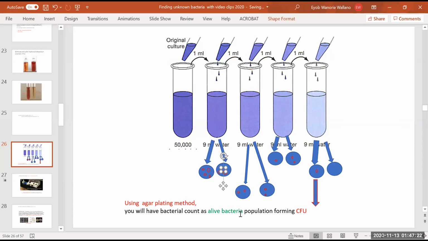Here, when you go further, the bacteria are going to be less and less. It doesn't matter about the dilution, but there are colonies there. Colonies are the product of alive bacteria, not dead bacteria. You need to know it. I can ask you a true and false question also. So colony forming, CFU, means alive bacteria.